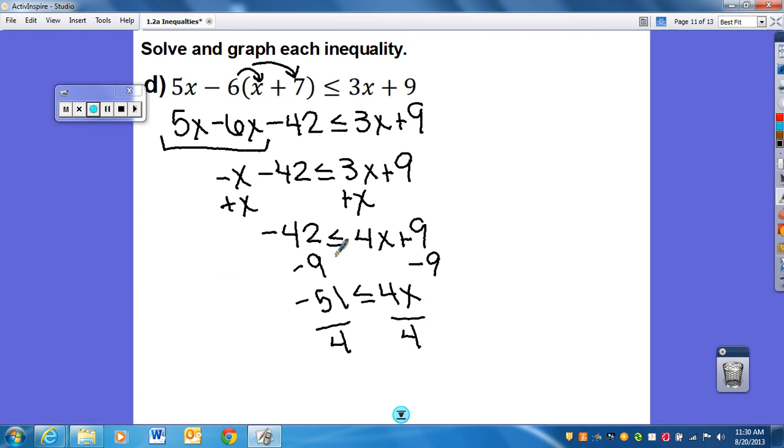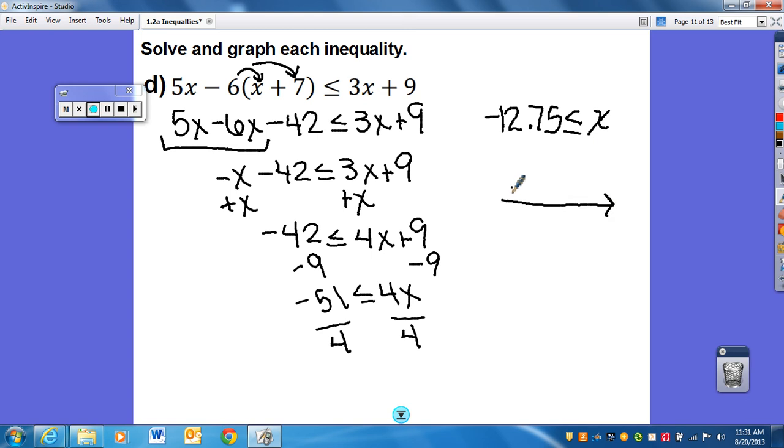Now I can leave that as an improper fraction, or I can change it to a mixed number, or I can change it to a decimal. So I'm going to change it to a decimal. That leaves me with negative 12.75. And since I divided by a positive 4, my inequality symbol remained the same at less than or equal to x. So let's graph that.